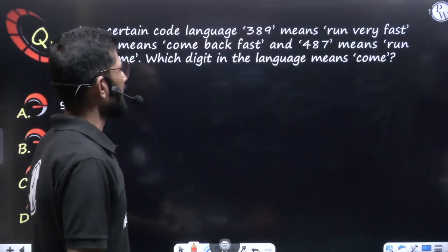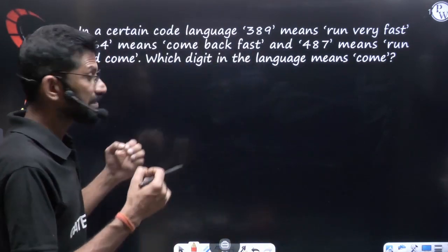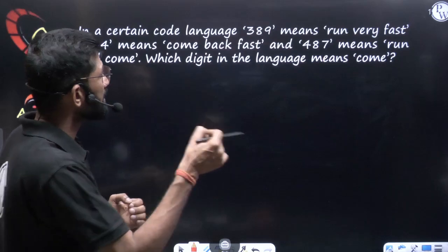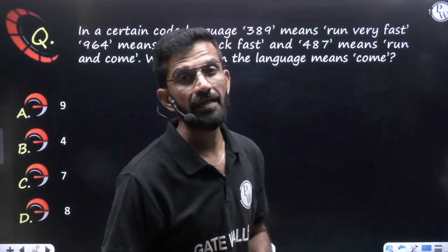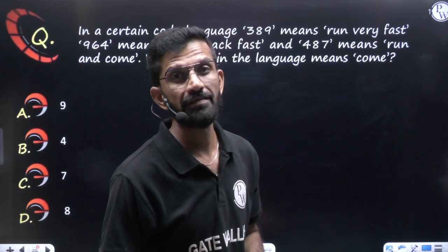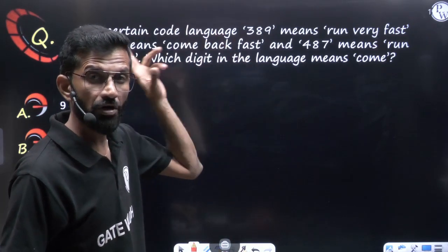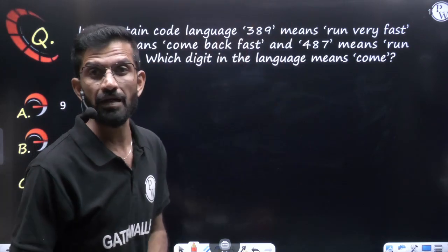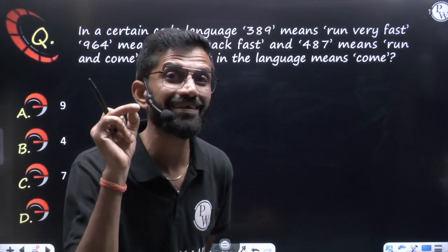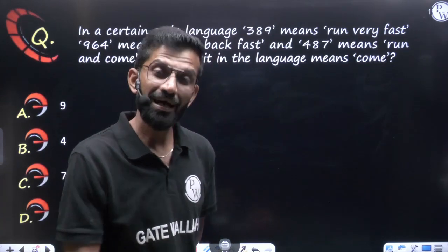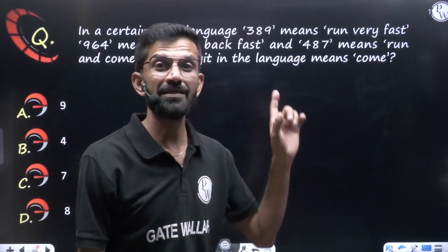In a certain code language, 389 means run very fast, 964 means come back fast, 487 means run and come. Which digit in the language means come? Here it is not direct substitution, my dear friends. You have to understand this. For every word there is one number substituted, but they haven't written it directly. I mean to say there is no word like respectively here. Earlier it was respectively, first letter first number, second letter second number. But this is not the same way.